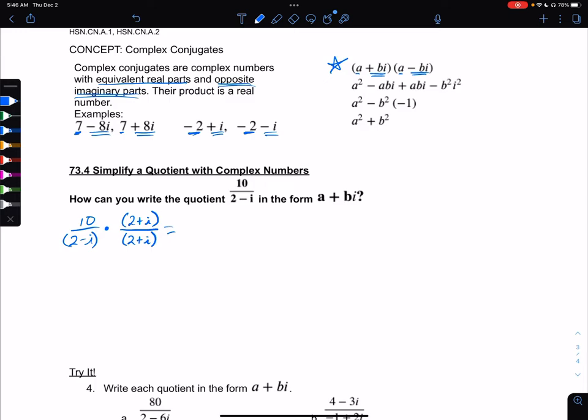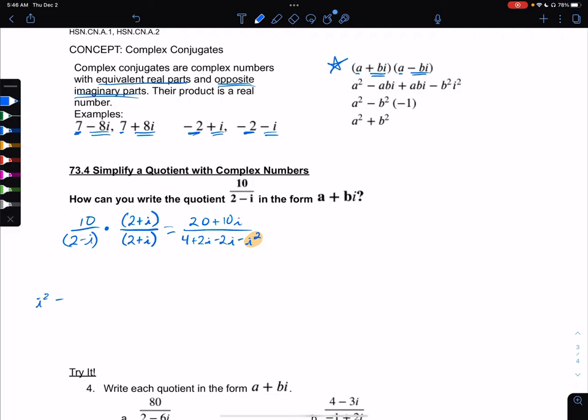So up top, you're going to take that 10 and distribute. 10 times 2 would be 20. 10 times i would be 10i. In the denominator, we're going to multiply everything out. 2 times 2, use your FOIL method, you get 4. 2 times i would be positive 2i. Negative i times 2 is negative 2i. And negative i times positive i is negative i squared. Okay, remember that i squared.